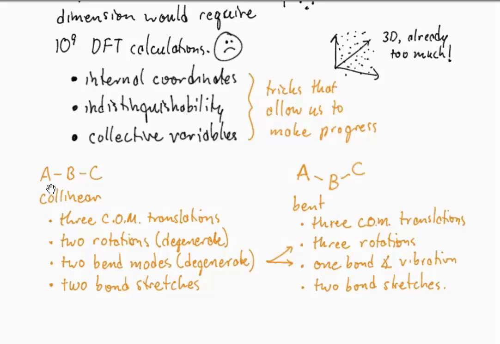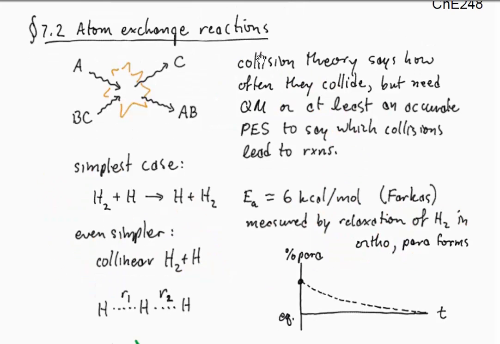So if you have a linear molecule, A, B, C, and we count its degrees of freedom, here we have 3 center of mass translations, we have 2 rotations, we have 2 bending modes, those are both degenerate, and then we have 2 bond stretches. Now, as that molecule becomes bent, there are 3 center of mass translations, same as we had before, there are 3 rotations, there's 1 bond vibration, and there are 2 bond stretches. And so what has happened here is that 2 of the bending modes that were degenerate became an extra rotational mode. All right, so let's say a little bit about atom exchange reactions now.